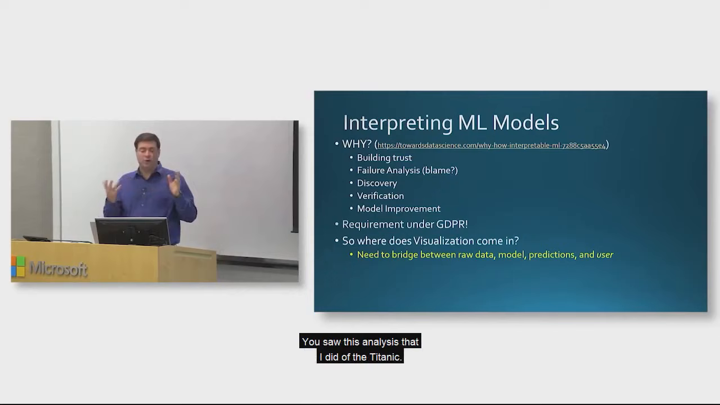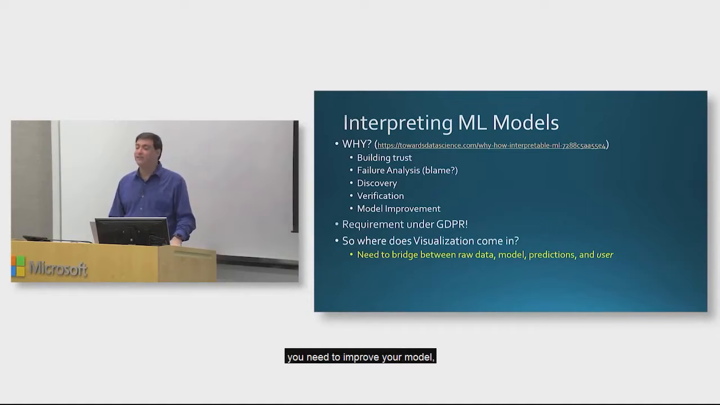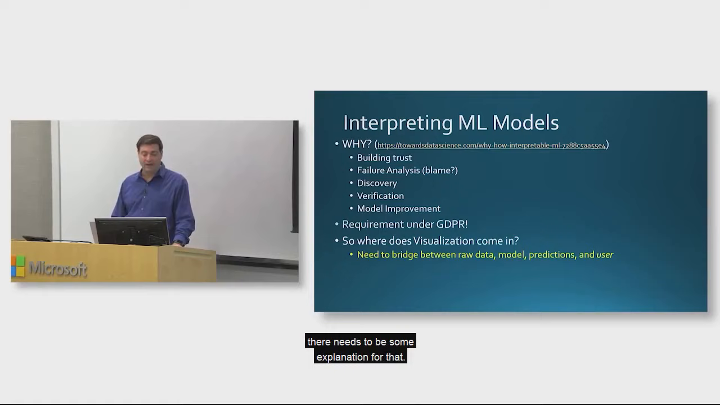Oh, and you saw sort of this analysis that I did of the Titanic. I'll show you a machine learning way of doing that, and that gives you a little bit of a deeper explanation of what's going on in a machine learning classification for who survived and who didn't survive. Also, if you're a machine learning builder, you need to improve your model. You need to figure out where. And finally, probably one of the most compelling reasons for companies these days is requirements under the General Data Protection Regulation in Europe is that if you have any algorithmic decision, there needs to be some sort of explanation for that. So where does visualization come in?